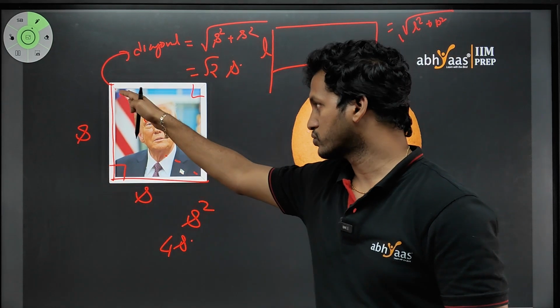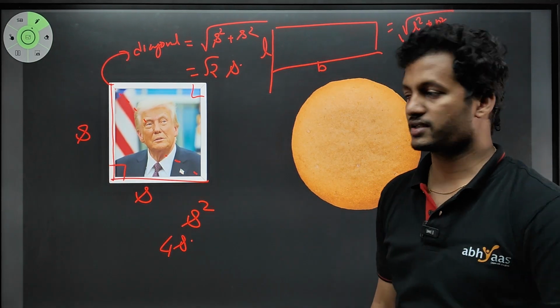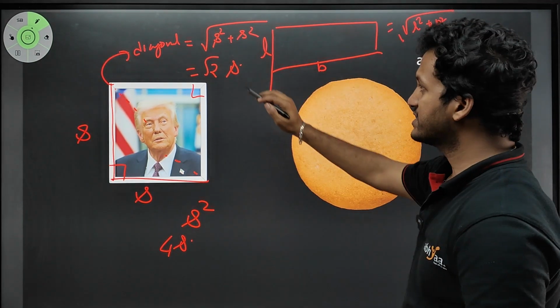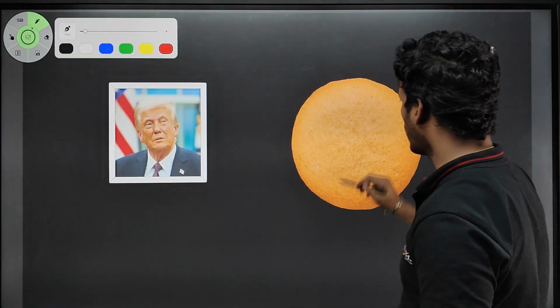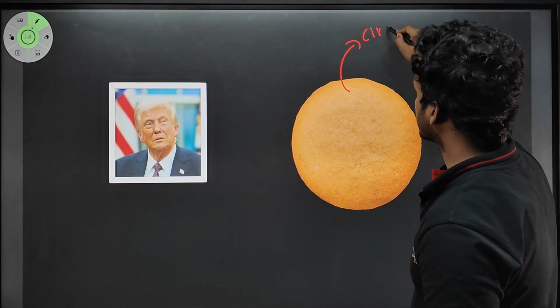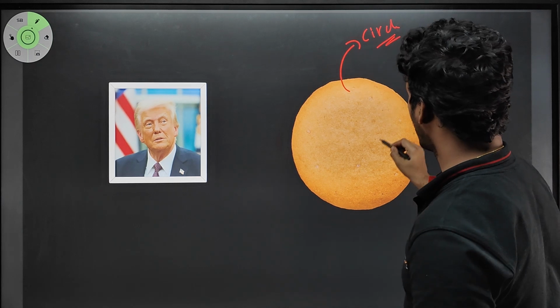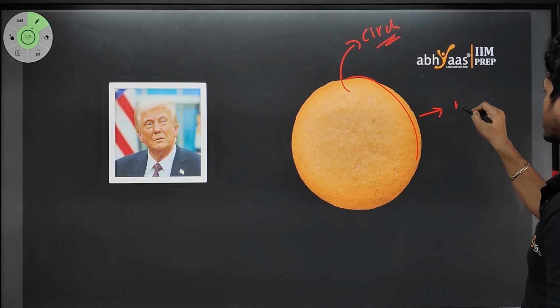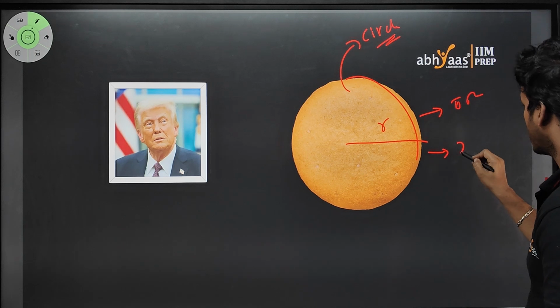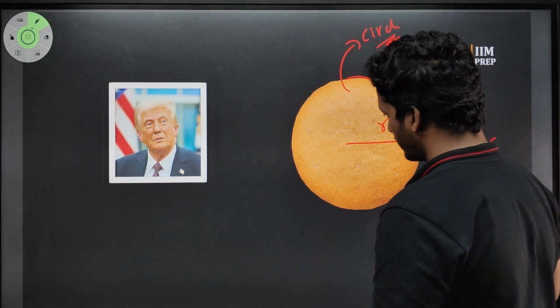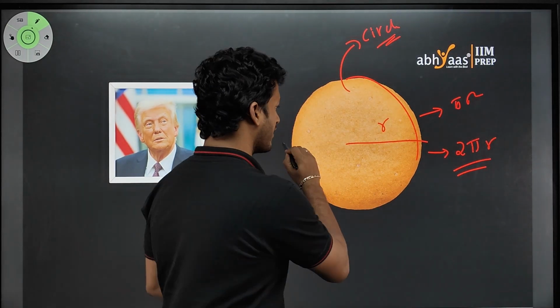If you cut through the diagonals, you will form four isosceles triangles. So that's about this shape, the square. Then what about this? This is a circle. The circle's area, you always know, is pi r square with radius r, and the perimeter would be 2 pi r. Fine.